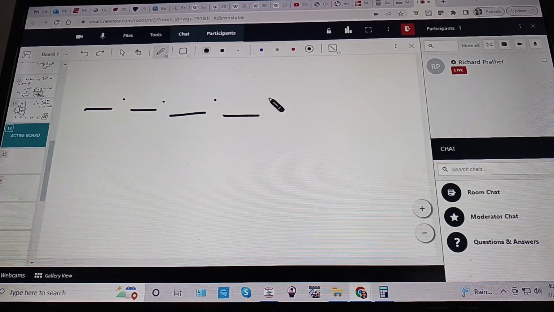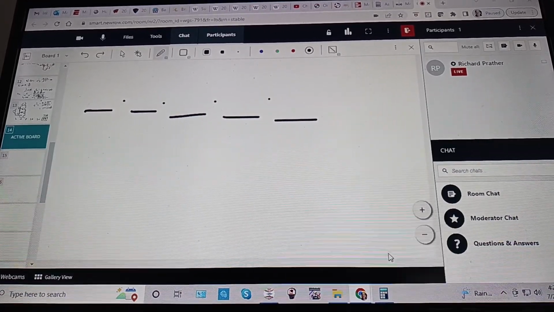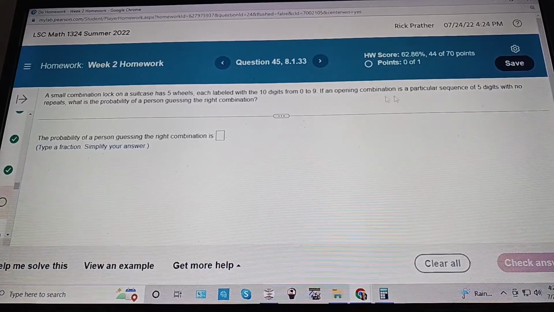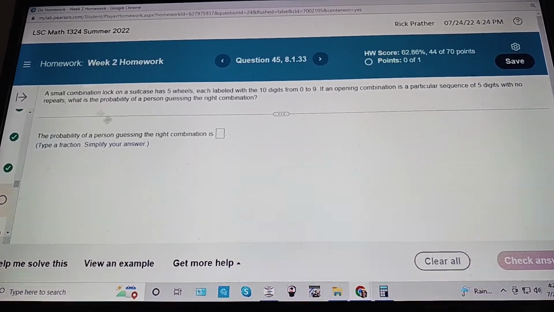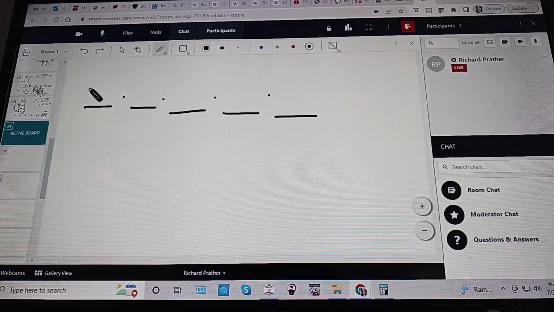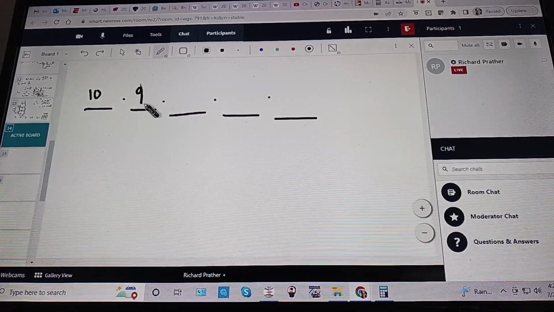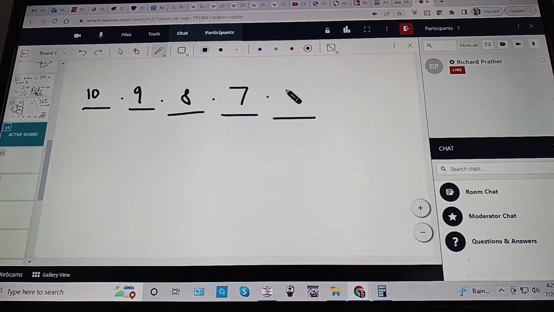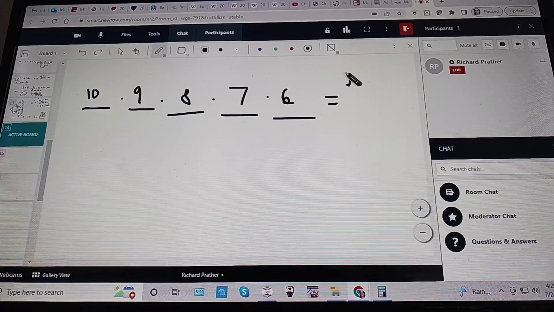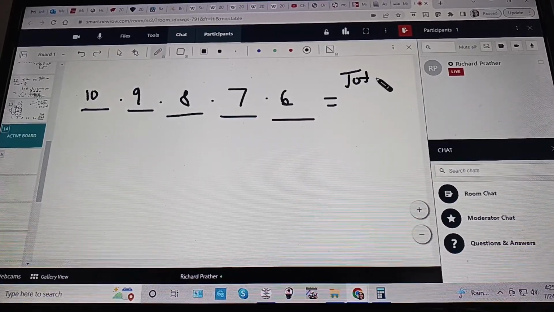Each one gets a 0 through 9. And then does it say repeats or not? No repeats. So then you just go 10, 9, 8, 7, 6. This is your total number of ways to set a combination on this suitcase.